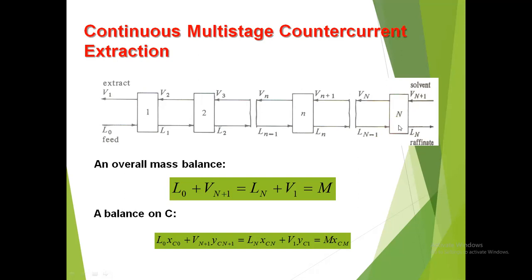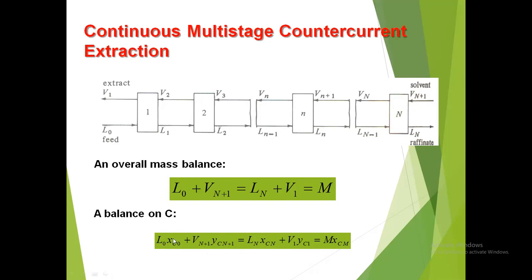Okay? If we make a balance on the solvent C or on the solute A, the overall material balance that you have here only needs you to multiply each of the phases that appear in the overall mass balance by the corresponding mass fraction or weight fraction of each of the phases.